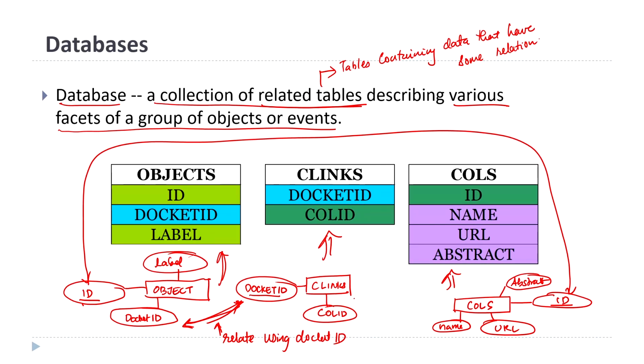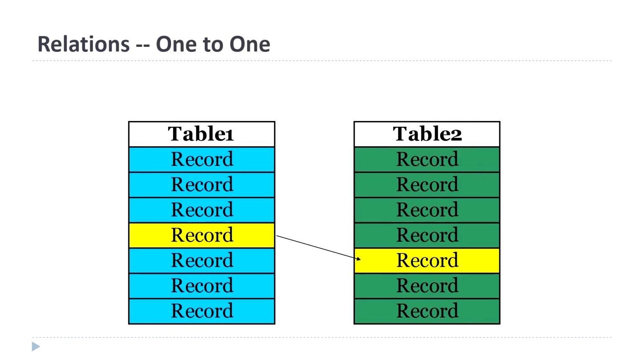So, entities get translated to tables, attributes to columns. This is another way to think about it, and then relationships into the form of keys. We will see this in an example. Now, let us talk about the major types of relations.